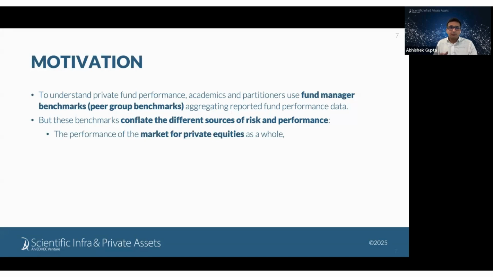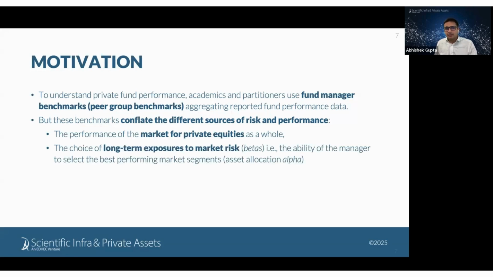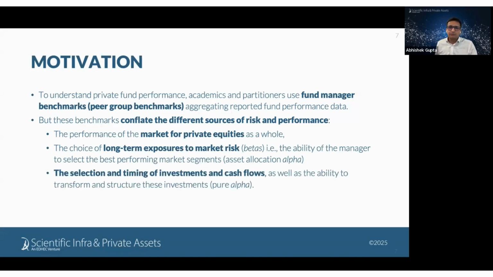One, the market performance of the whole private equity as one unit. So that's the market as a whole that gets blended in these performance benchmarks. Second, the ability of the manager to select some segments, some styles for investment. That's what we call asset allocation alpha. And that's also blended in these performance benchmarks.